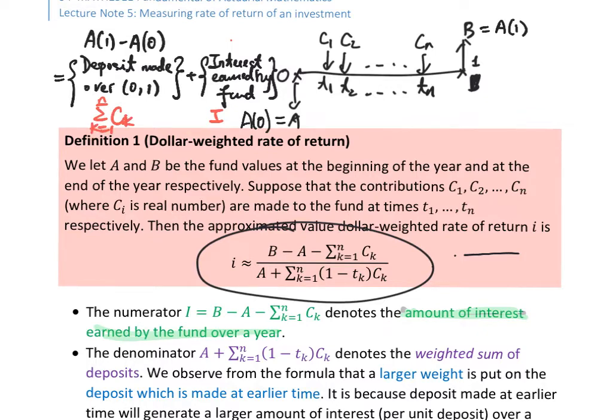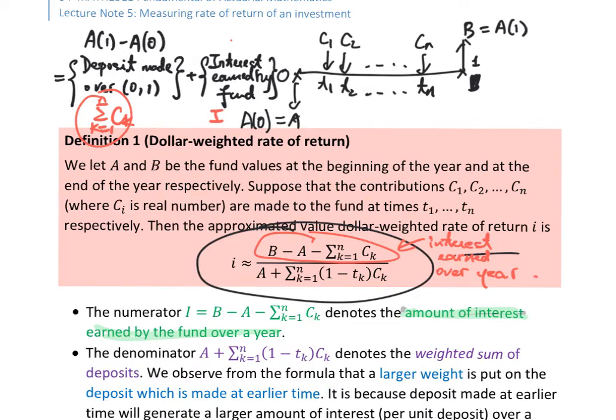Okay, so if you put this term to the left, then you will find that the interest earned will be equal to what? The difference in the account balance minus the sum of the deposits. So meaning that the numerator is just what? It's just the interest earned over this year.